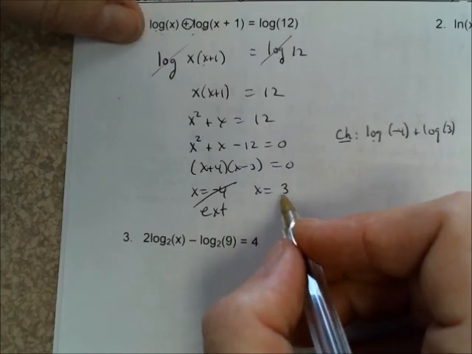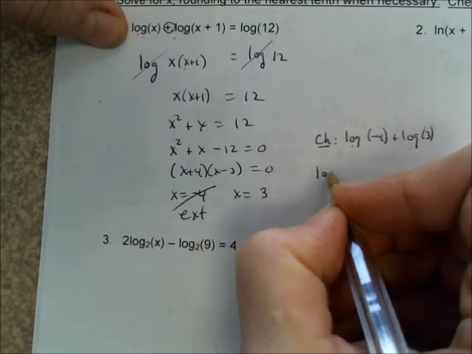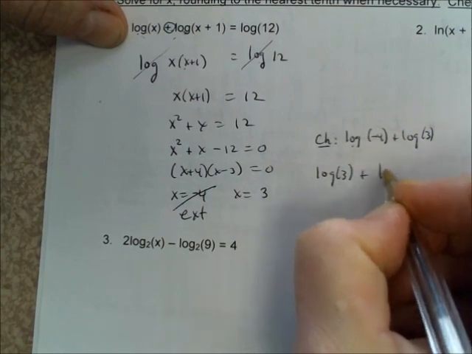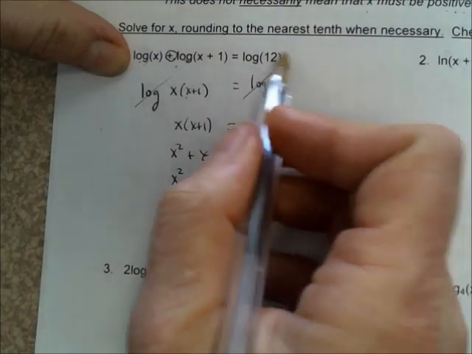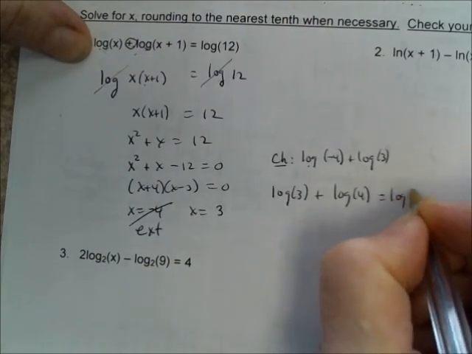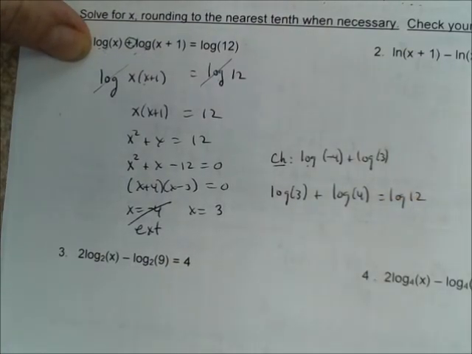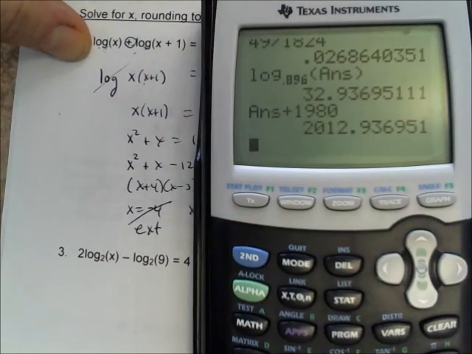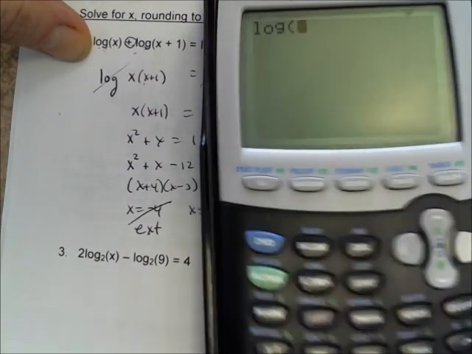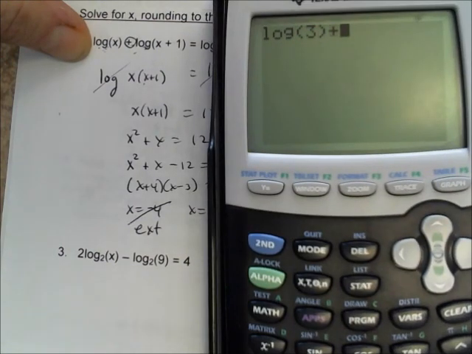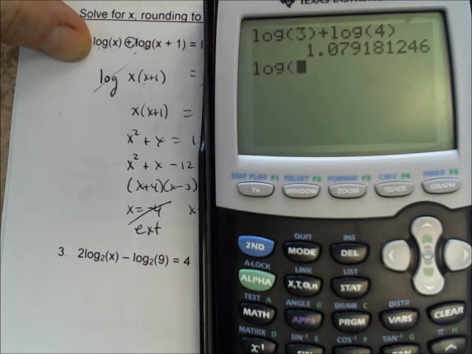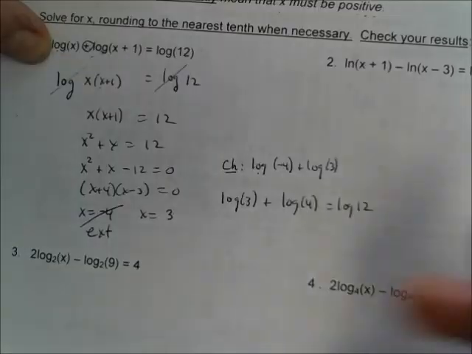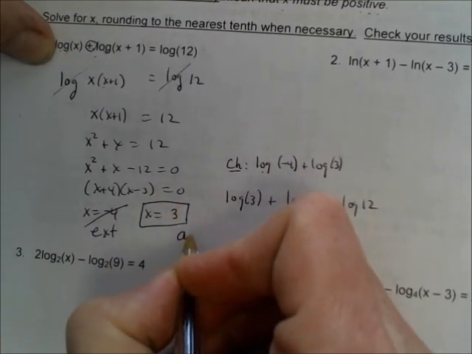Now we can check 3. The log of 3 plus the log of x plus 1, which is 4. We're plugging in 3 into this original equation. Is that equal to the log of 12? Well, we can check that on our calculator to see. Is the log of 3 plus the log of 4 equal to the log of 12? And yes, they're exactly the same thing, so this one checks. So x equals 3 is the only answer.